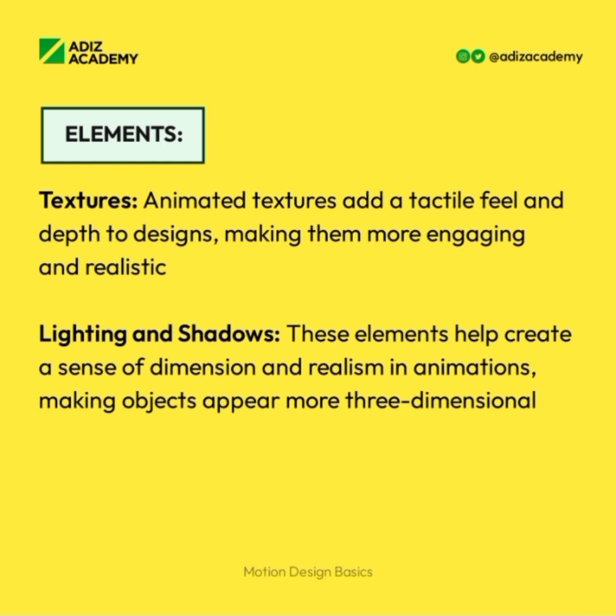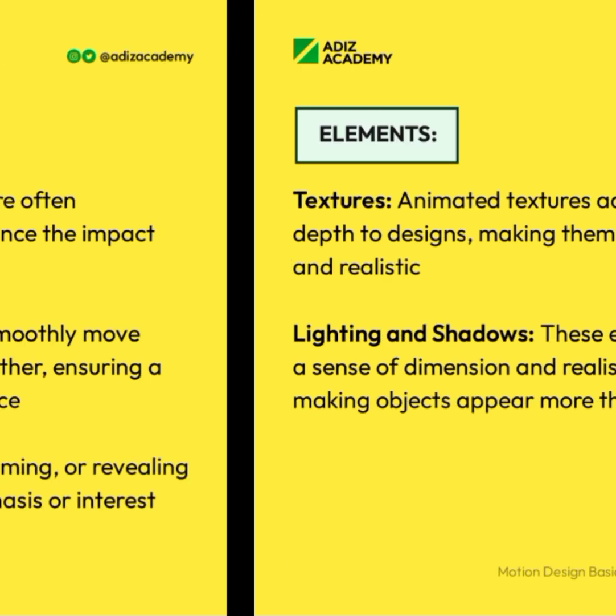And then the next one we have is lighting and shadows. These elements help to create a sense of dimension and realism in animations. This is often used in your designs. You also want to add them to your motion videos. So lighting allows it to give a sense of realism, and shadows allow the object to appear more three-dimensional. Three-dimensional means 3D, right? So that's just the simple thing, 3D. When you're having 3D, definitely there has to be a shadow. So you want to make it look much more realistic.